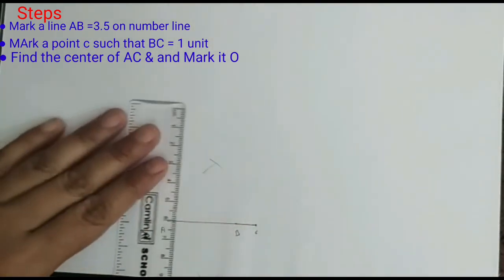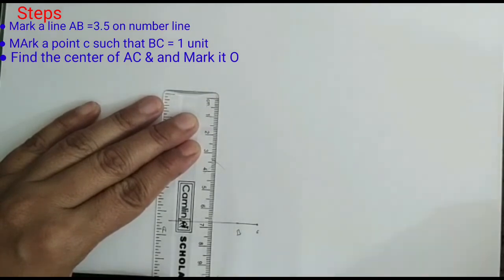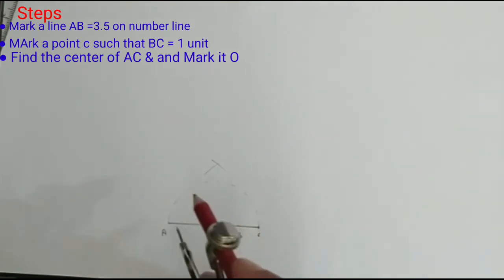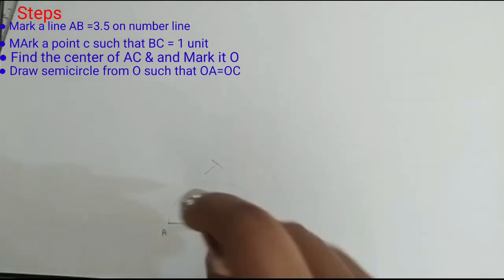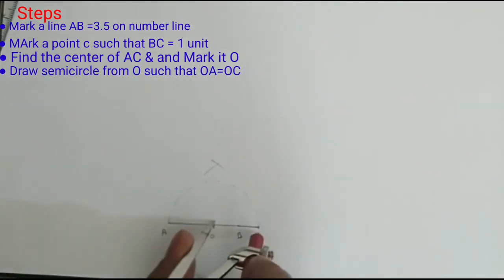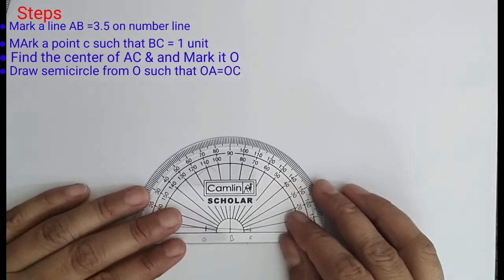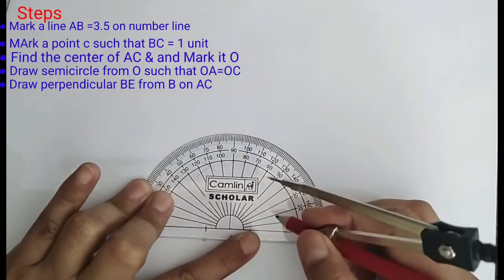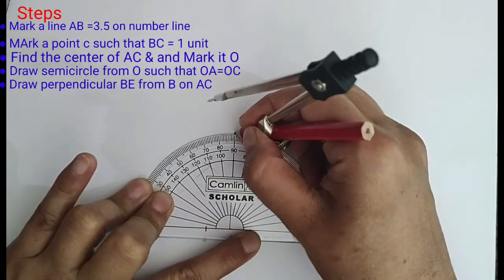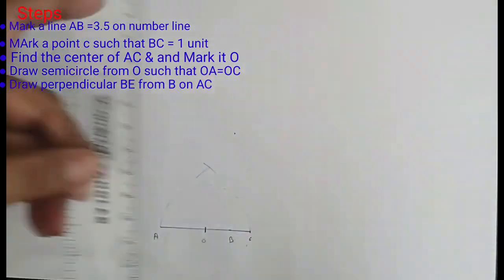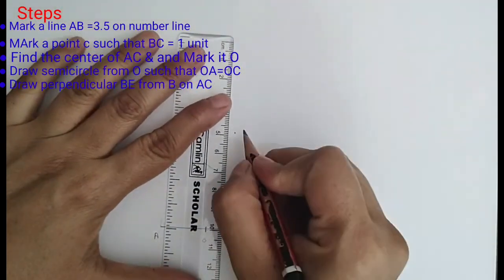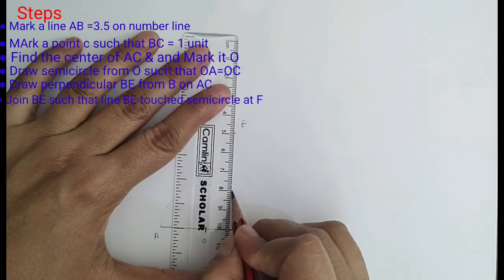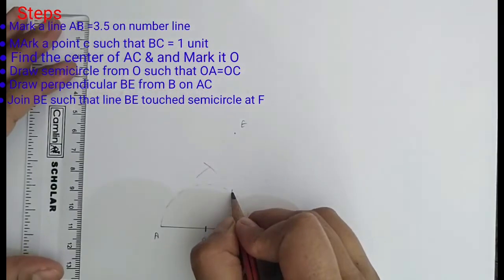So then join these 2 points. So I will get the center of this AC. From here, now draw this semicircle with the help of this compass. Now draw a perpendicular from B on this line AC. This is my perpendicular. Now join these 2 points. I'll take this point as E and join such that this line touches this semicircle at point F.